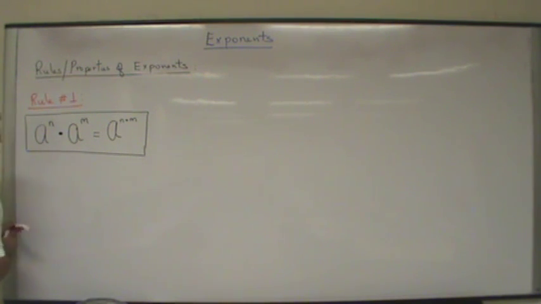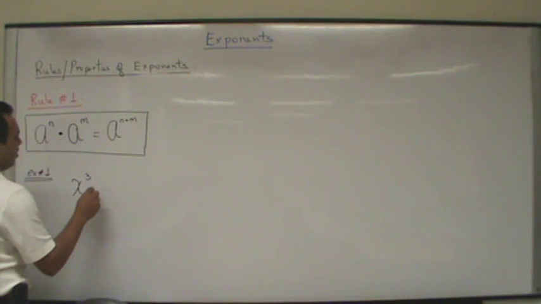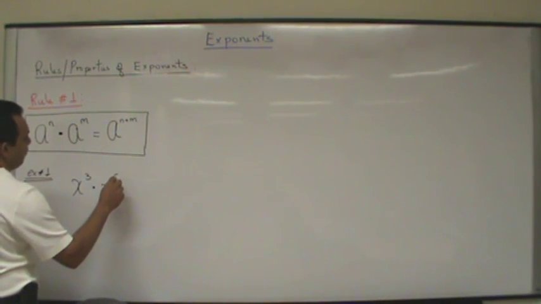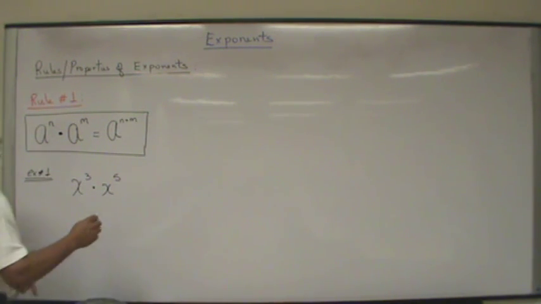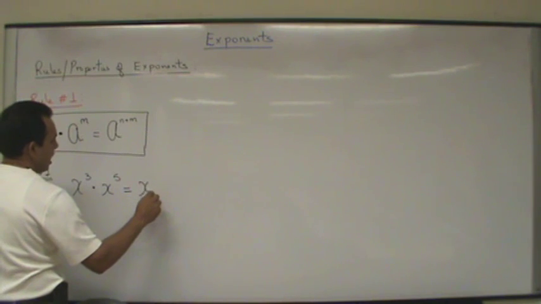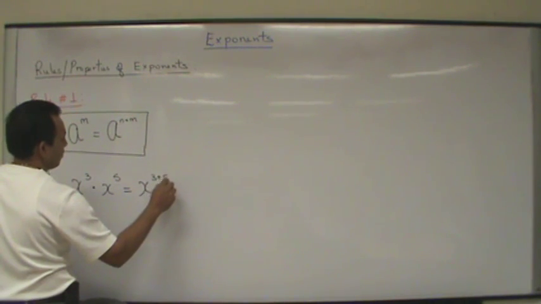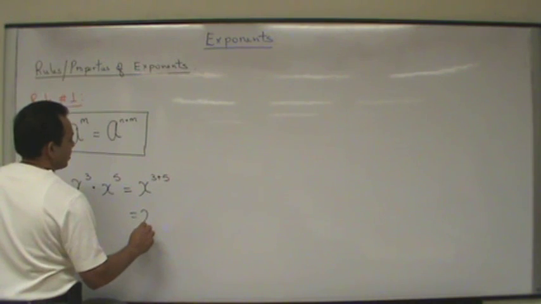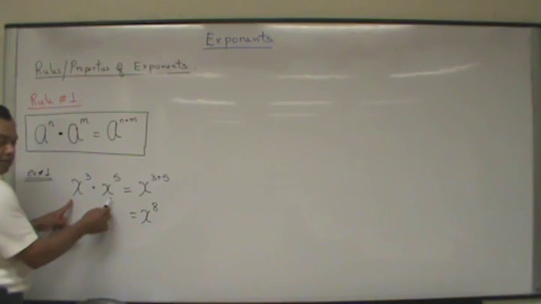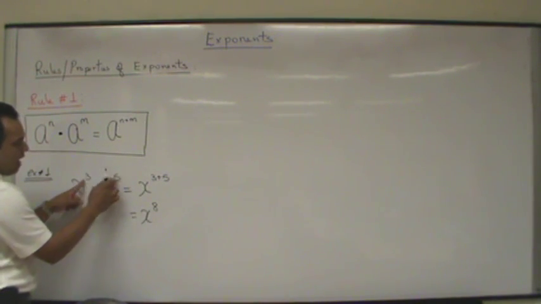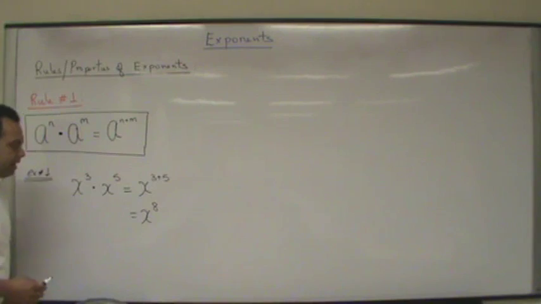So we have an example. Example number 1. Let's say I have x to the third power times x to the fifth power. Note that the bases are the same. I'm multiplying, so we will keep the base, which is x, and we will add the exponents, 3 plus 5, and that becomes x to the 8th power. So once again, the bases are the same. We kept the base, and we added the exponents. So 3 plus 5, we got x to the 8th.